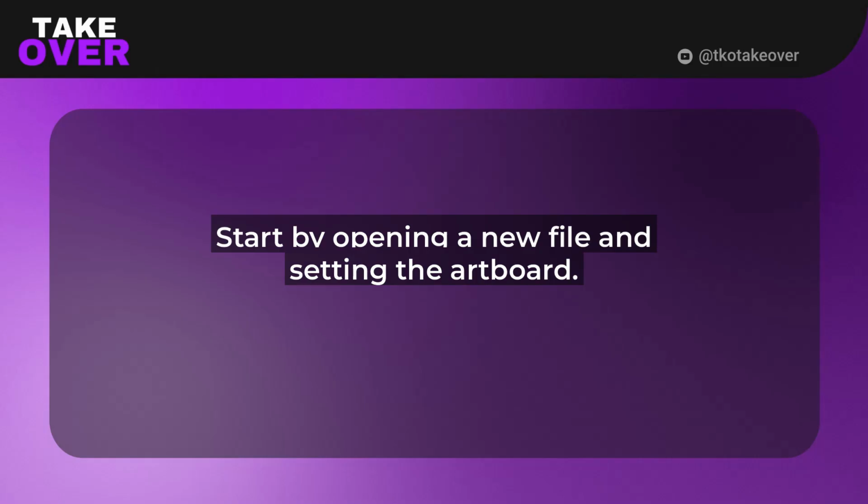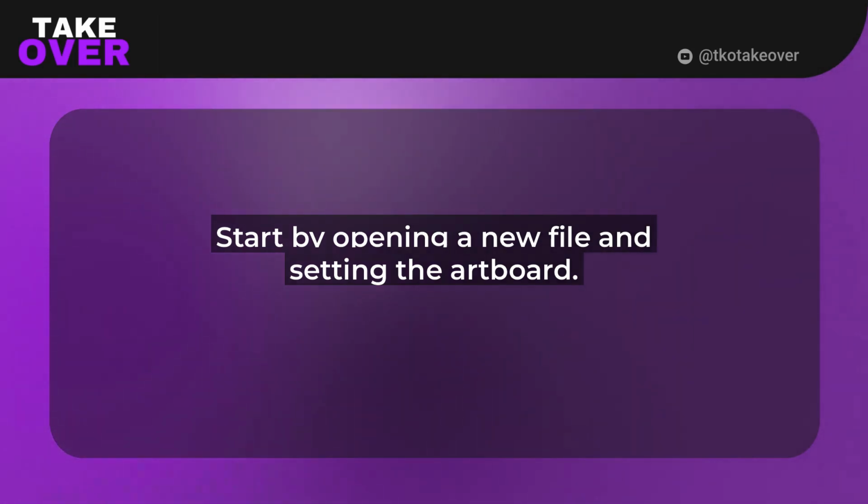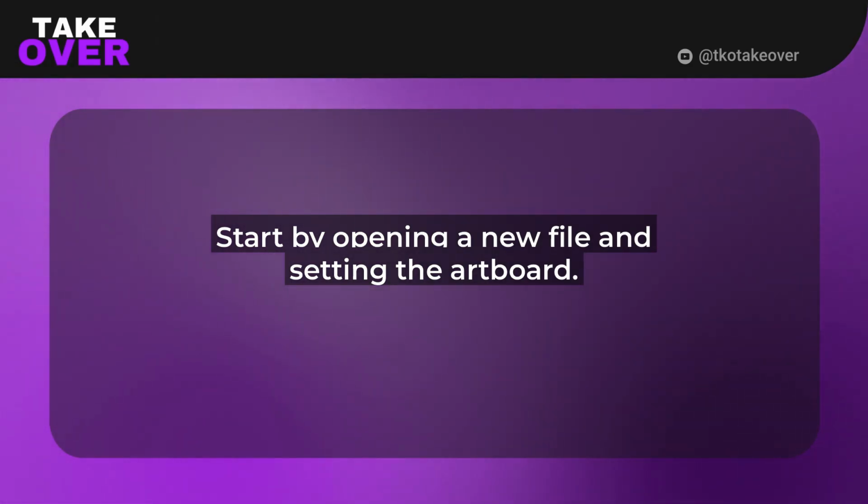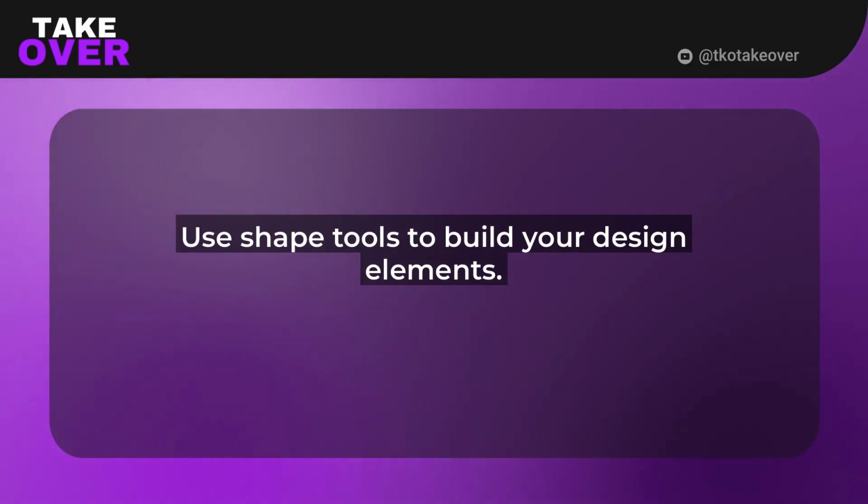First things first, open up Figma and start a new file. Go to the dashboard, click New File, and choose a blank canvas. This is your playground, so make it your own by setting the artboard size. Aim for something like 1000 by 1000 pixels for a square logo, which works great for versatility.